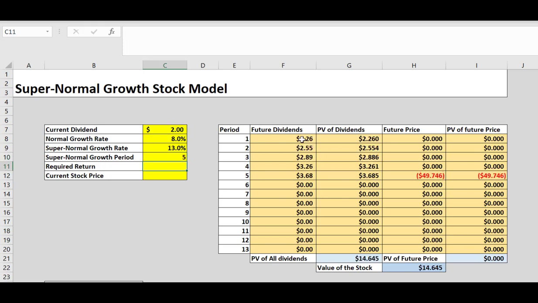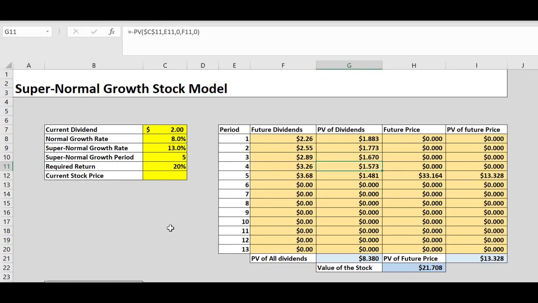So here we have the future dividends. Next year, it's going to be the $2 plus 13%. So every year, the dividend grows at that rate. What's the required return for the company? So let's say that the company has a required return of 20%.